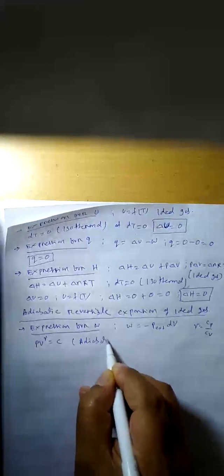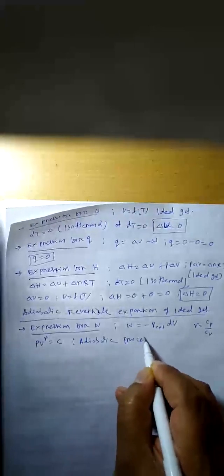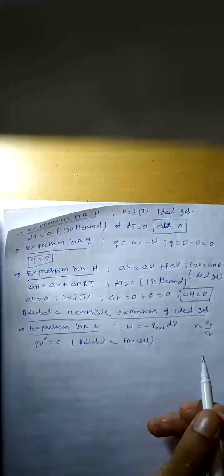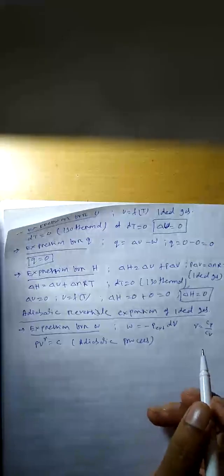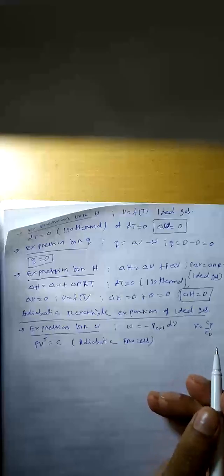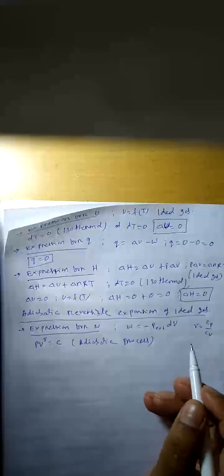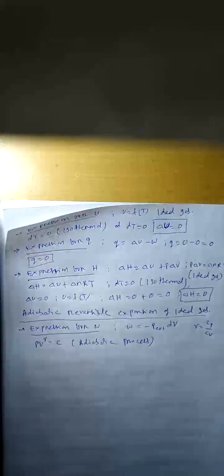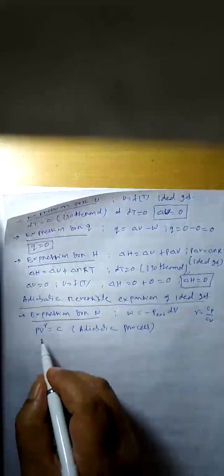Now PV to the power gamma is equal to constant in an adiabatic process. It indicates that Cp by Cv is not equal to 1. Gamma for monoatomic gas is 1.6. Diatomic gas is 0.2 less, 1.4. Triatomic gas is 0.3 less, 1.3. That is the gamma value we have to put in the adiabatic process.